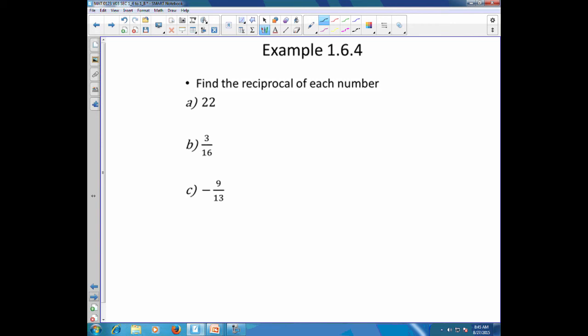For the first example, a is 22. Well, that's not a fraction, but we can write it as a fraction by writing it as just 22 over 1. And so the reciprocal can be found by just flipping the fraction over. And so that's going to be 1 over 22. Same can be done for the next example, 3 over 16. The reciprocal can just be found by flipping the fraction over. And so it's just 16 over 3.